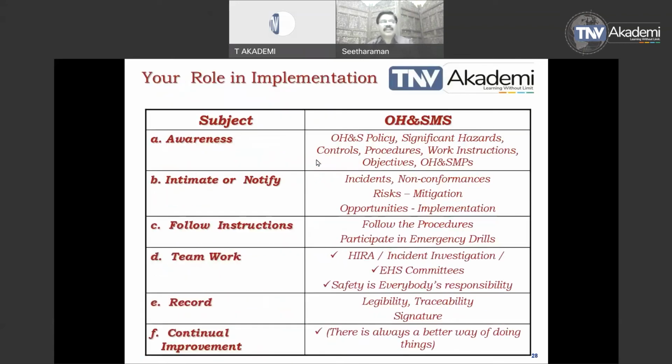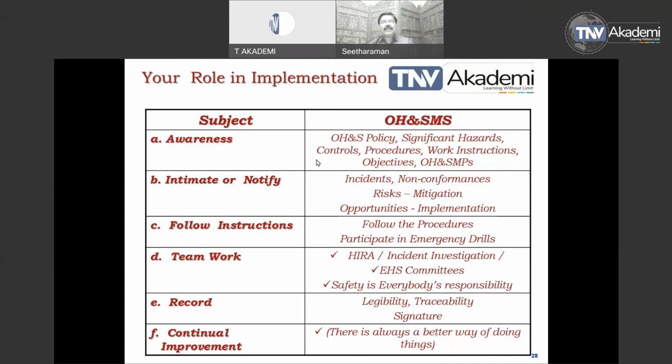Now, what is your role in implementation of this ISO 45001? Every employee should have awareness. That is, what is the policy of the organization in terms of occupational health and safety? Then, what are the significant hazards in his work area? Through the hazard identification and risk assessment, it will be identified and then given to him so that he is aware of it, or she is aware of it. Then what are all the controls in place to keep it under control, so the risk is not escalating. Then procedures and work instructions to be followed, and what are the objectives in their department, and what are the management programs, if any. They need to be aware of it, from an awareness point of view.